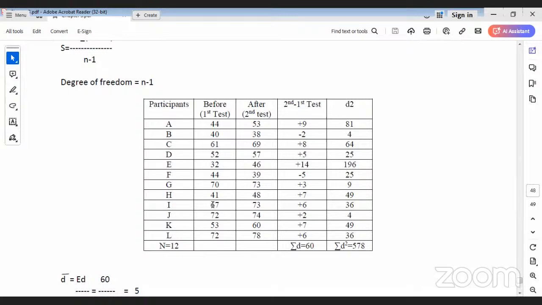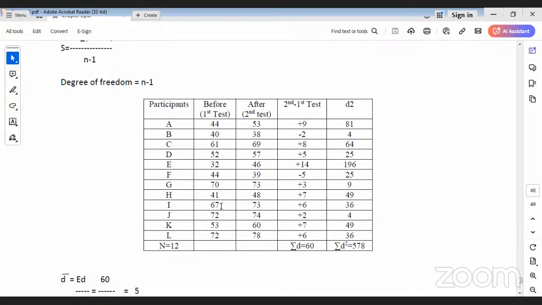So before first test values are there: 44, 40, 61, 52, 32, 44, 70, 41, 67, 72, 53, 72. After second test: 53, 38, 69, 57, 46, 39, 40, 73, 48, 73, 74, 60, then 78. So simply what we have to do here is second minus first test, that is 53 minus 44, you will get plus 9.